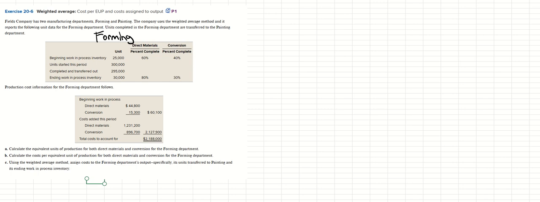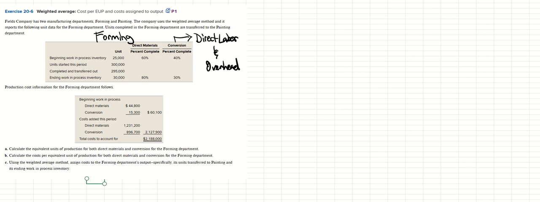And so we have here direct materials and conversion. It lets us know that 60% of the units in beginning work in process inventory is in respect to direct materials, and 40% is in respect to conversion costs. Conversion consists of your direct labor and overhead.